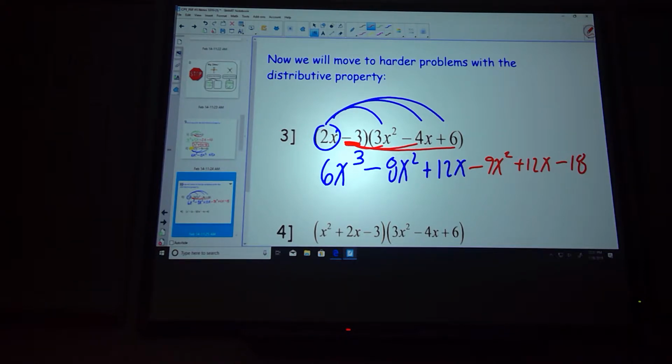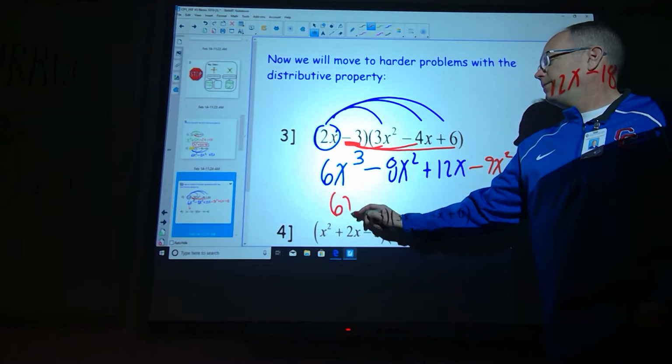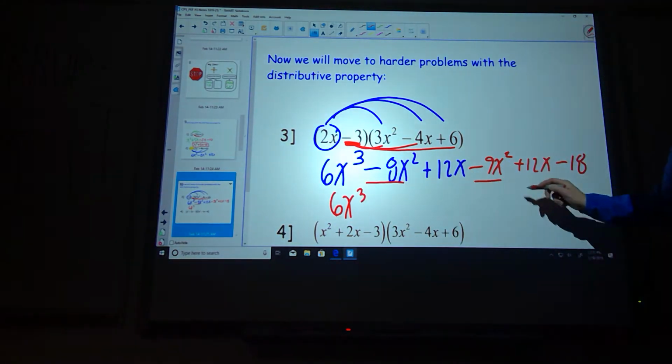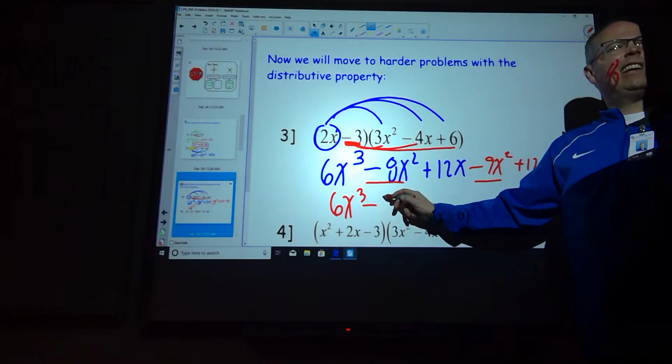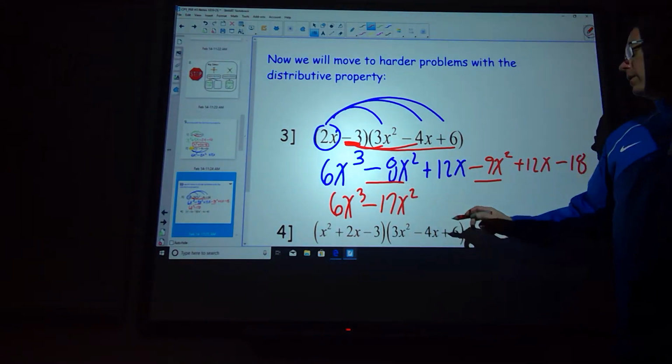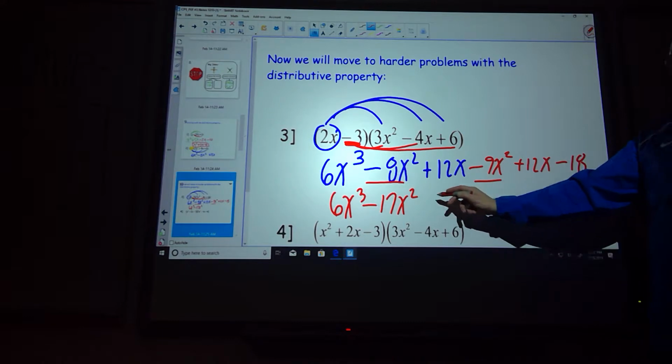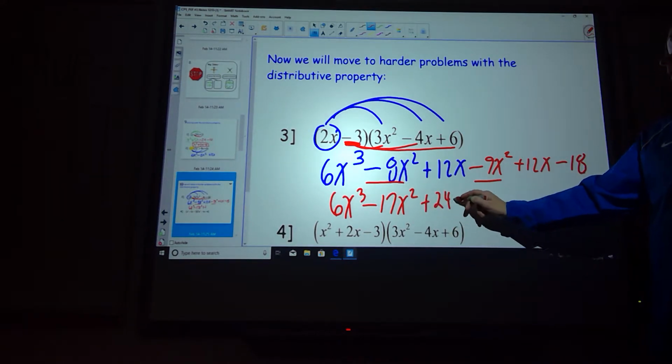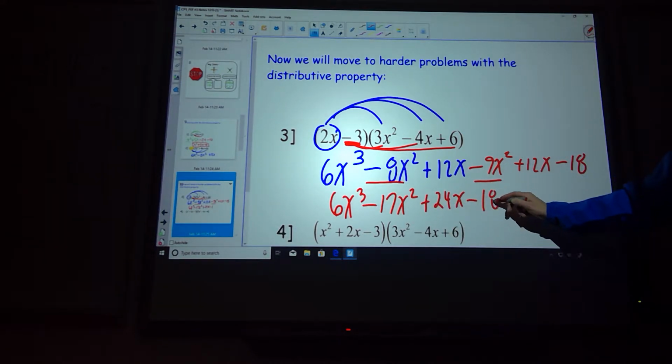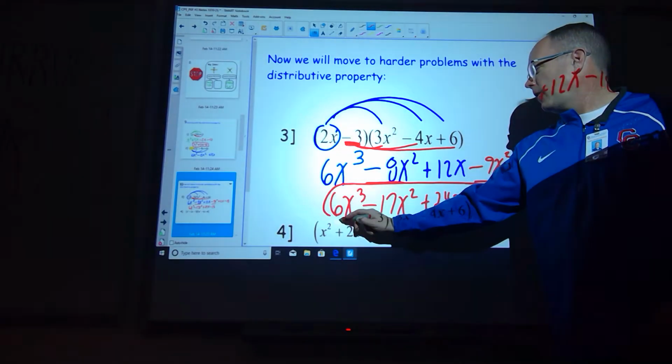Do we have any like terms? Yeah. So this stands alone, right? And then I have this and that. So that gives me negative 17x squared, I think. And then I have 12x and 12x, that's 24x. And then minus 18. So this whole thing is my answer here.